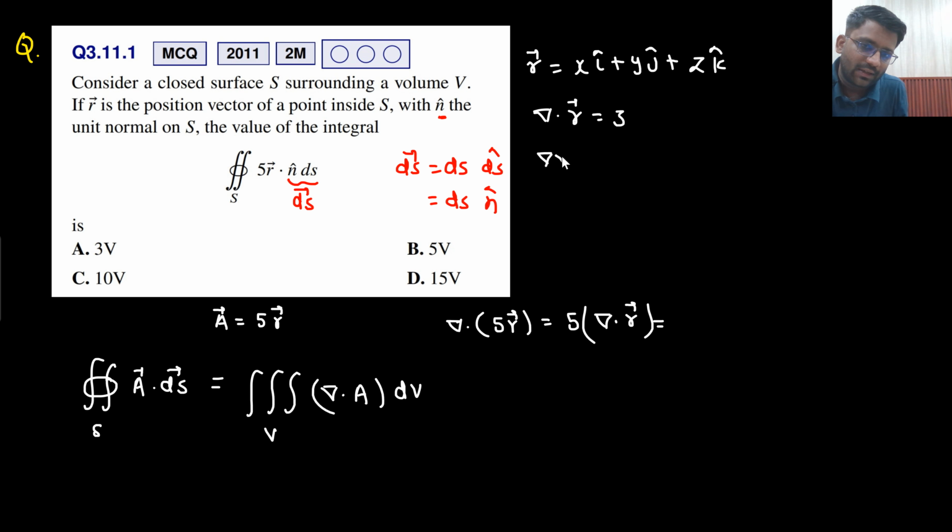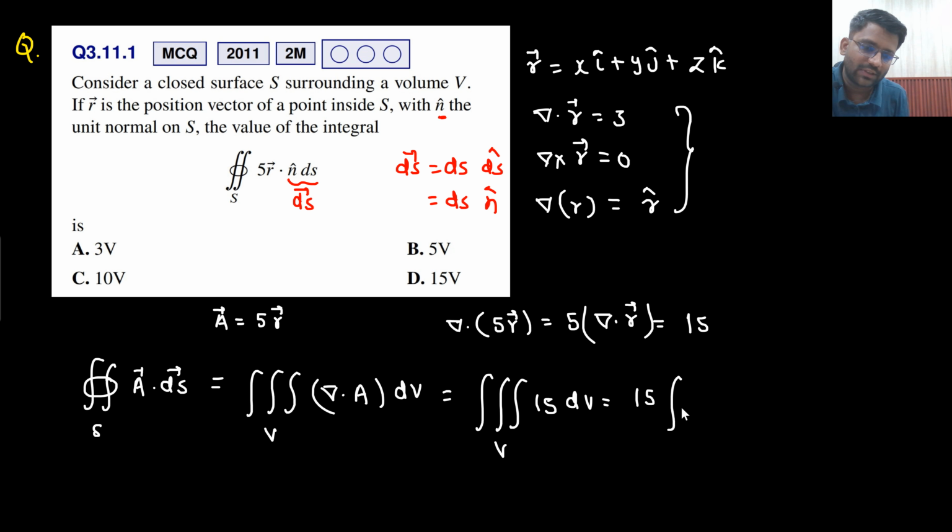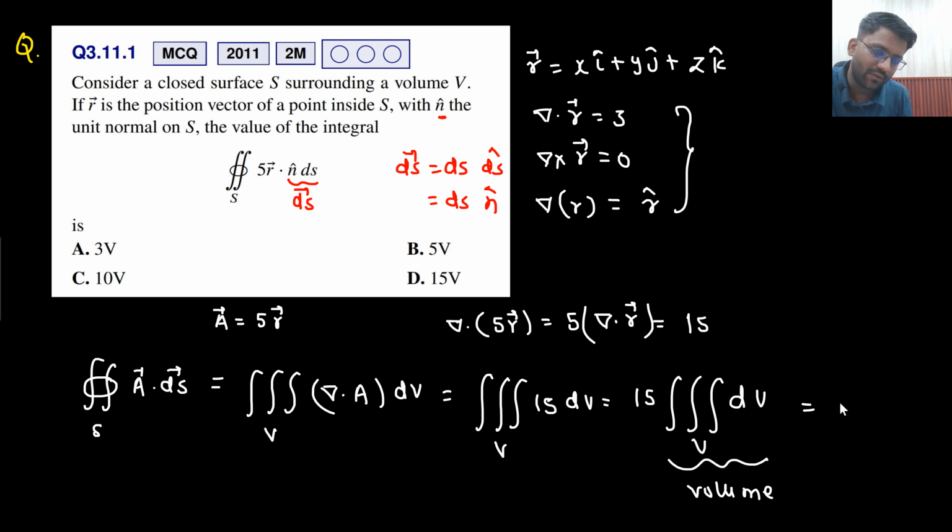Do you remember what is del cross R? So del cross R is 0. And do you remember what is gradient of r? That is nothing but r cap. So all these things should be there in your mind directly without even doing any calculation. So 5 into del dot R will become 15. So what is the answer you are getting? For the volume V, 15 dV. So 15 comes outside, and this is simply telling you the volume. So it is nothing but volume only. So what will be the answer you will be getting? 15V is the answer you will be getting.